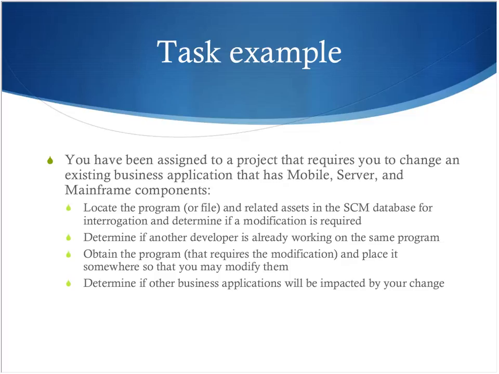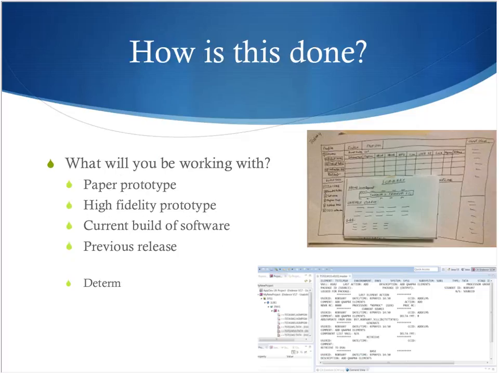And then have them determine if another developer is already working on the same program, obtain the program that requires the modification and place it somewhere so that you may modify it. These are just an example of a task that I've done, and this would have been maybe task 1. And then I would have another task, and it depends on how long each one takes, maybe about 4 tasks. It's really very simple, and it's things that you hopefully do in your normal work day. So it shouldn't be a surprise to anybody what to do, and it shouldn't be a scary thing. So how is this done?